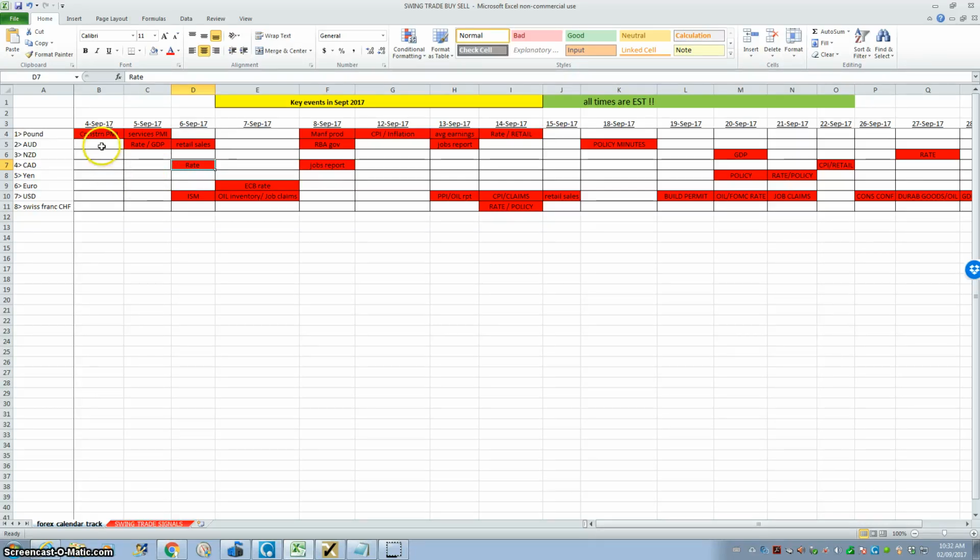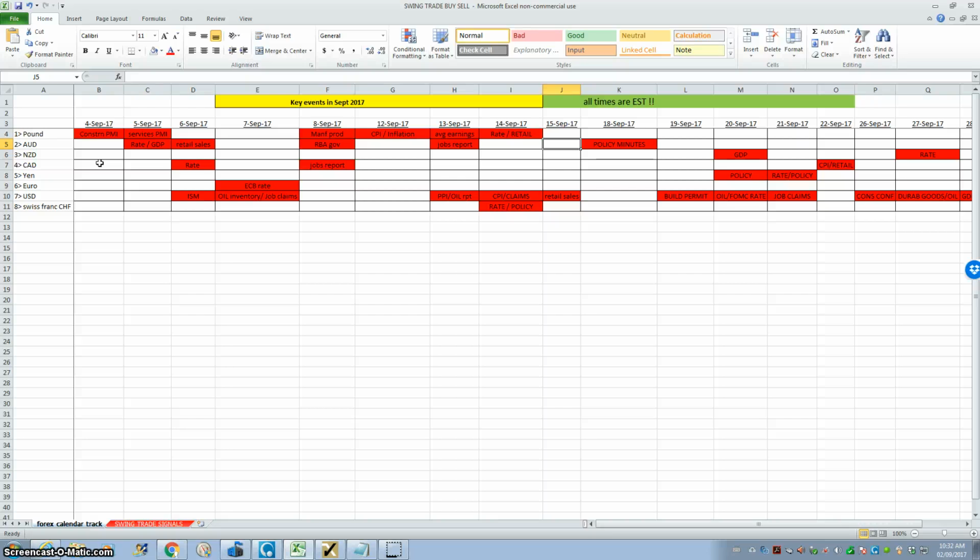So let me give an example of Australian dollar. Australian dollar, AUD USD, on 5th of September, there is a policy rate news, GDP is there. 6th of September, retail sales. 8th of September, RBI governor. So plan in advance. What are the important key policy events for that currency for the whole month of September?